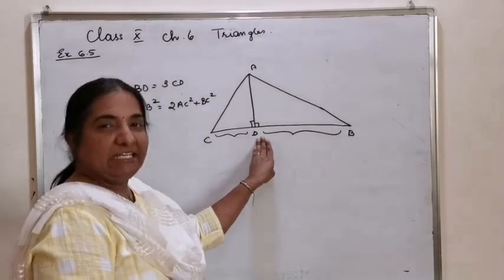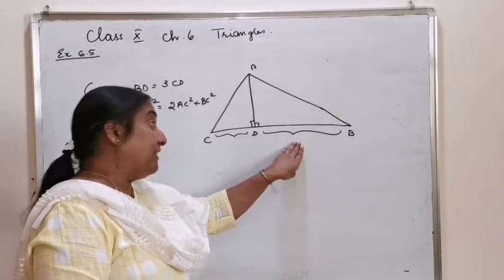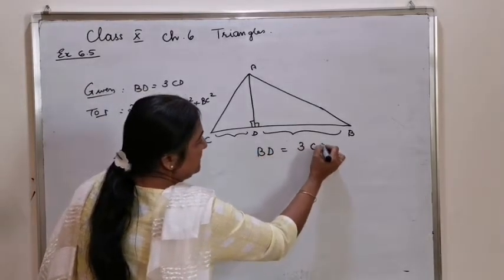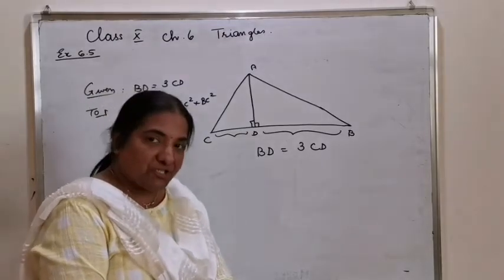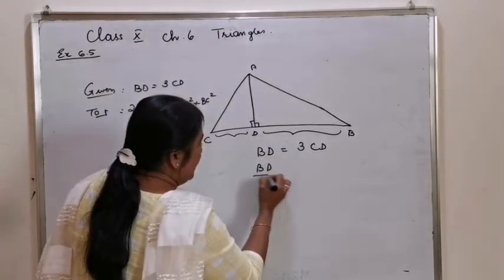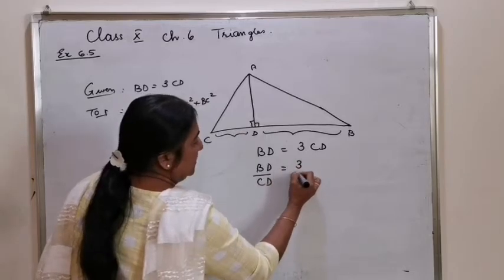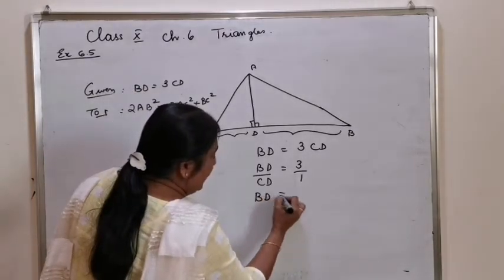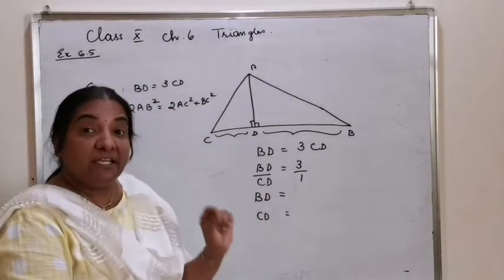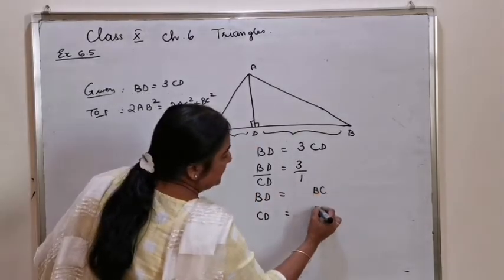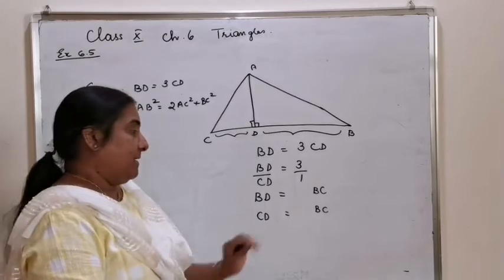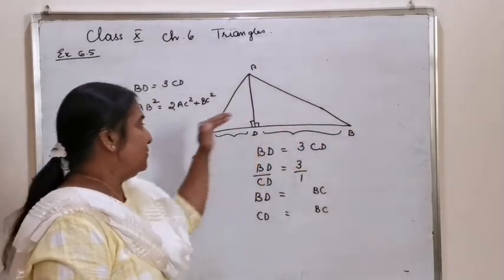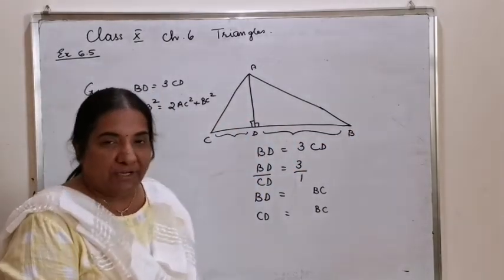Whenever you see here BD is 3 times CD, that is, the ratio is given as BD is 3 times CD. How do you arrange it as a ratio? The ratio is BD by CD is equal to 3:1. Or what is the length of BD and CD in terms of the total length BC? That is, we have to find out the measure of BD in terms of the total length BC.